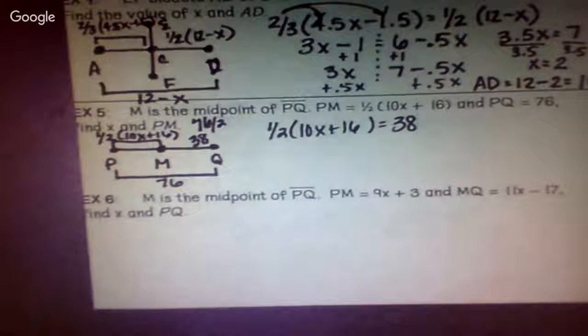Miss Smith, you know that's somebody's name? What? 38. Yeah, his name is 38. Like I'm like, who is it? 38. That guy says his name.